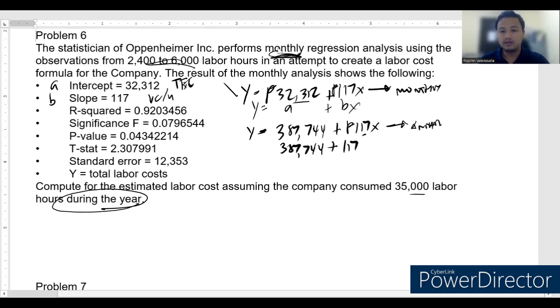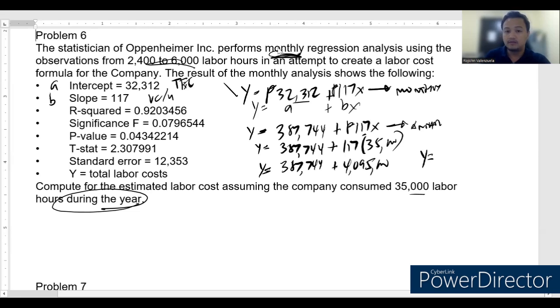387,744 plus 117 multiplied by 35,000. Okay? So, 35,000 times 117, you have 4,095,000. So, that's 387,744. Y is equal to, pag-adin mo na lang yung dalawa, 387,744 plus 4,095,000. The answer is 4,482,744. So that's your answer for problem number 6.